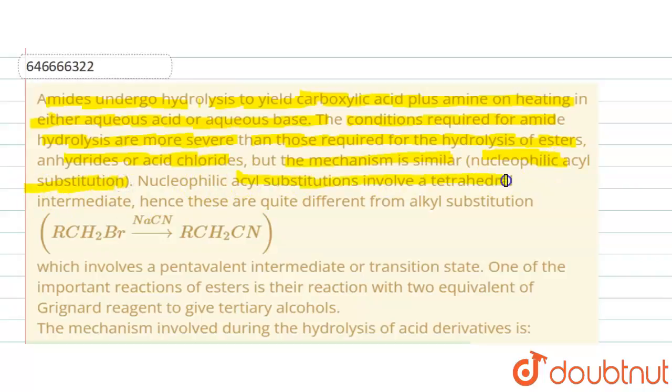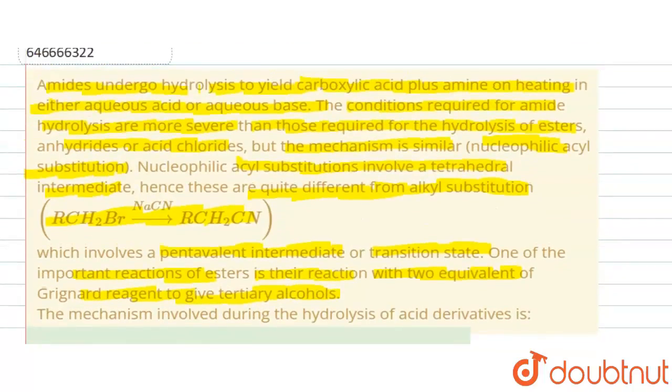It involves a tetrahedral intermediate and hence is quite different from alkyl substitution, which involves a pentavalent intermediate or transition state. One of the important reactions of esters is their reaction with two equivalents of Grignard reagent to give a tertiary alcohol. Here we are given that amides undergo hydrolysis to yield carboxylic acid, and the mechanism is nucleophilic acyl substitution.